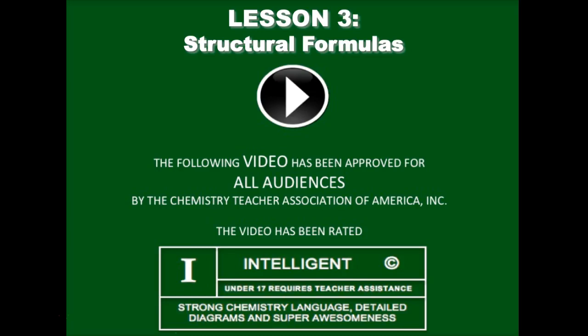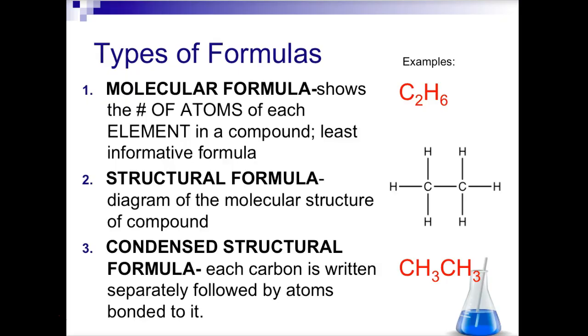All right, guys, let's look at lesson 3, which is structural formulas. There's 3 types of formulas that we come across with organic compounds. The first one is a molecular formula, and it shows the number of atoms of each element in a compound, and it's the least informative formula. So that would be just, for example, C2H6.